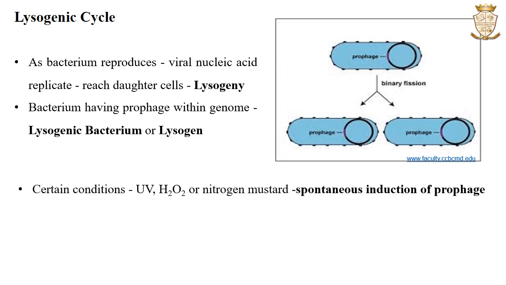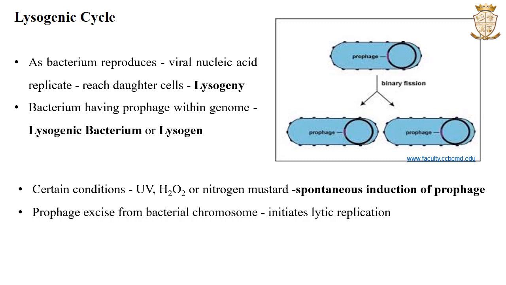But a bacterium cannot go on forever as a lysogen. Under certain natural conditions or under artificial stimuli, such as exposure to physical and chemical agents such as UV rays, hydrogen peroxide, nitrogen mustard, etc., the prophage may become excised from the bacterial chromosome and initiate a lytic replication. This is known as the spontaneous induction of prophage. Here, the prophage becomes excised or separated from the bacterial chromosome and initiates a lytic replication.